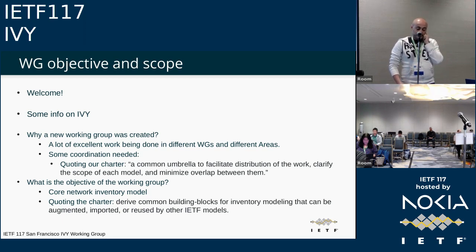What is the objective of the working group? As Rob said, it is a core network inventory model. At the beginning of a working group, typically there is a lot of energy. Everyone wants to have adopted in the working group what they believe is needed. That is perfect. That is amazing. But let's start from something simple and basic, that could then be augmented in many different ways to add a lot of nice and fancy capabilities.